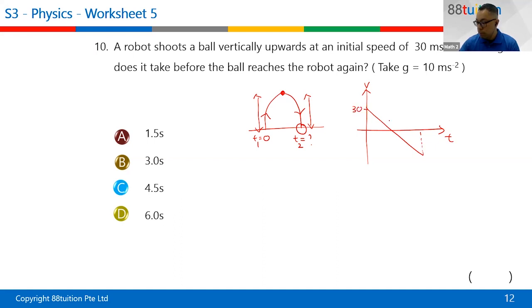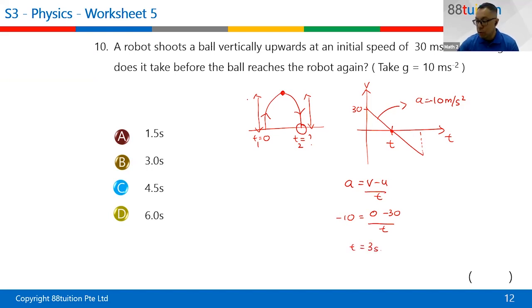This is 30. This one I don't know. But I know this is negative 10 meters per second squared. At the highest point, a equals v minus u over t again. At the highest point, your v is 0. Your a is minus 10. Therefore, your t is 3 seconds.